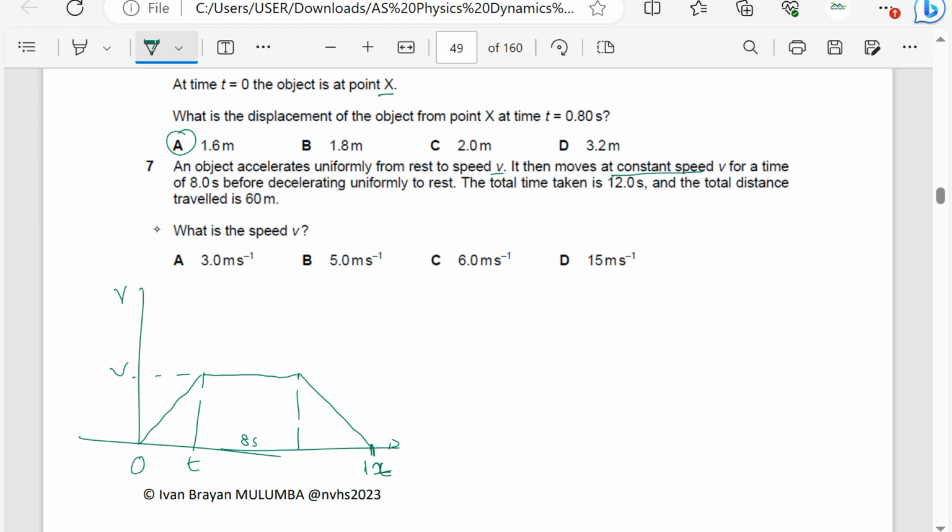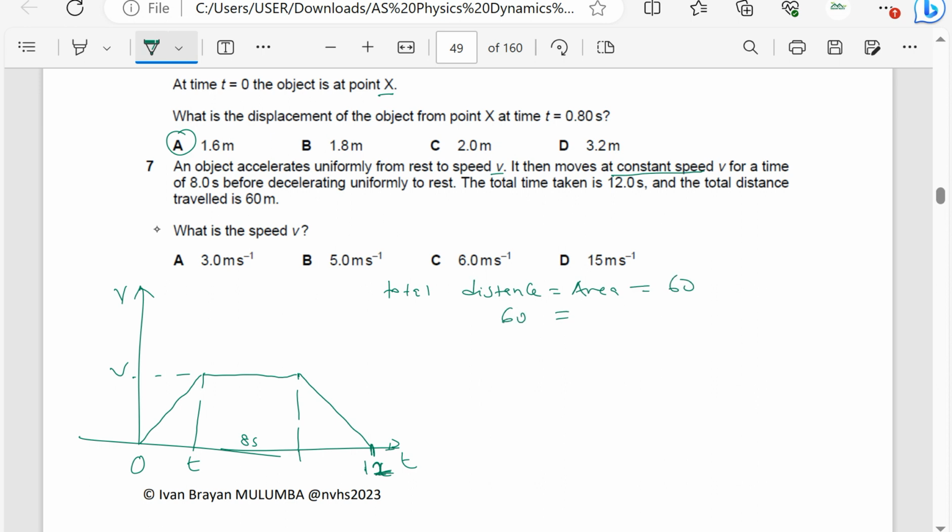So this is 0 to t. Then this will be t plus 8. Total time is 12 seconds. So that is the graph of velocity against time. What is the speed v? Okay, so let's first find the total distance, which is 60 meters. How do we find total distance? Total distance is the area under that graph. And remember, the total distance is 60.